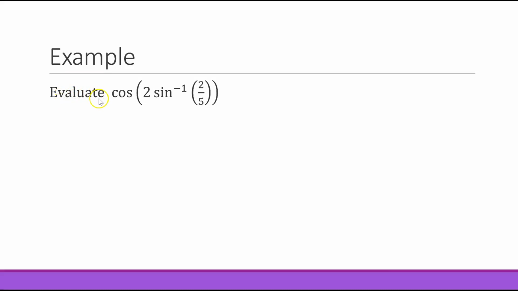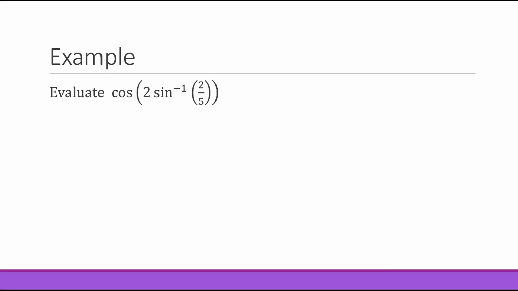In this example, I want to evaluate cosine of 2 times sine inverse of 2 over 5. So I want to look to the inside of this composition of a trig and an inverse trig function. And specifically, I want to focus on the sine inverse of 2 over 5 part. So the first question is, can I find what angle I plug into sine to get out 2 over 5? And the answer is no. This is not one of our typical reference angles.